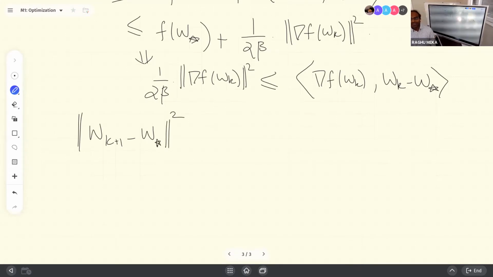Right, so think again, go back to your high school geometry. I know that the angle is something and I want to compare the distance between two points. What should I do?